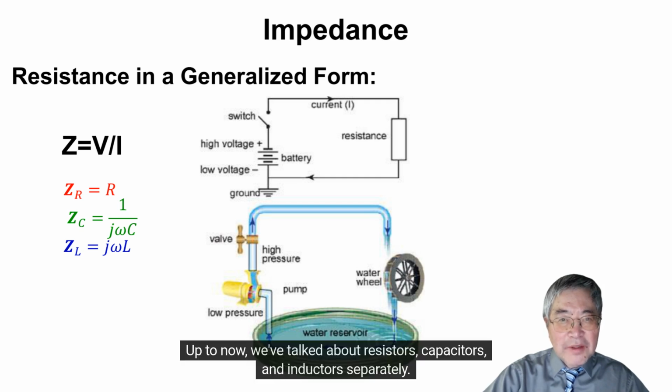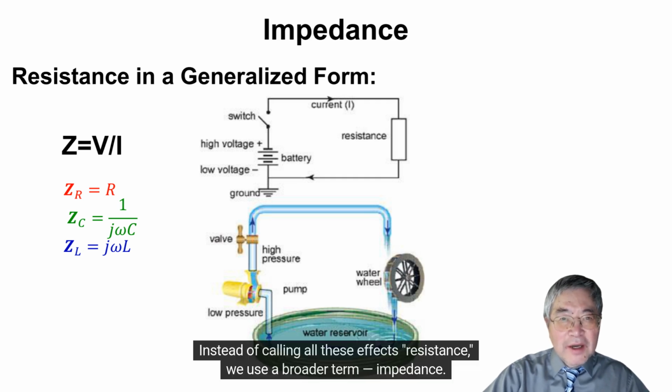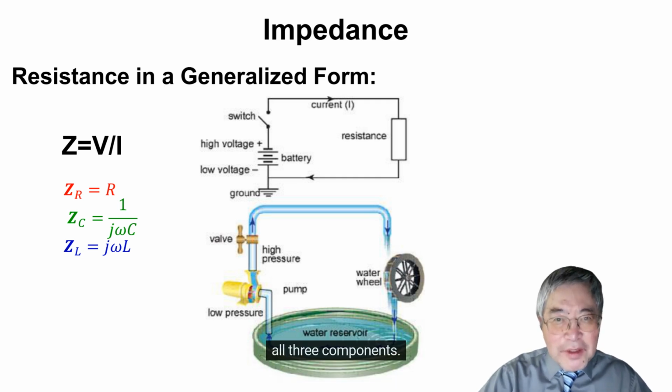Up to now, we've talked about resistors, capacitors, and inductors separately. Each has its own voltage-current relationship, and each can be expressed in the phasor domain. Instead of calling all these effects resistance, we use a broader term, impedance. Impedance describes how any circuit element opposes the flow of alternating current, and it applies to all three components.